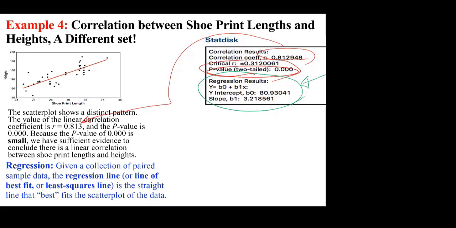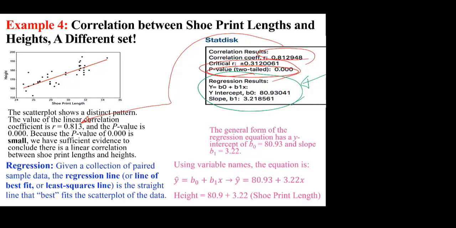So if you look at that one, again, we are just reading from the technology. The general form of the regression equation has a y-intercept of b sub 0, which is 80.93. I didn't write the rest of them, 041. And the slope, or b sub 1, is 3.2185. It continues indefinitely. I did round it to 2 decimal places. And so the equation that is used is as follows. We use y hat, really not y. This is the formula. y hat equals b sub 0 plus b sub 1 x, where b sub 0 and b sub 1 are given. You put it in: 80.93 plus 3.22x.